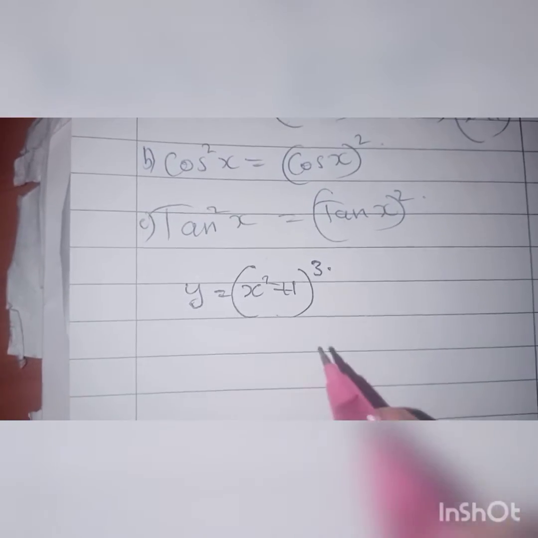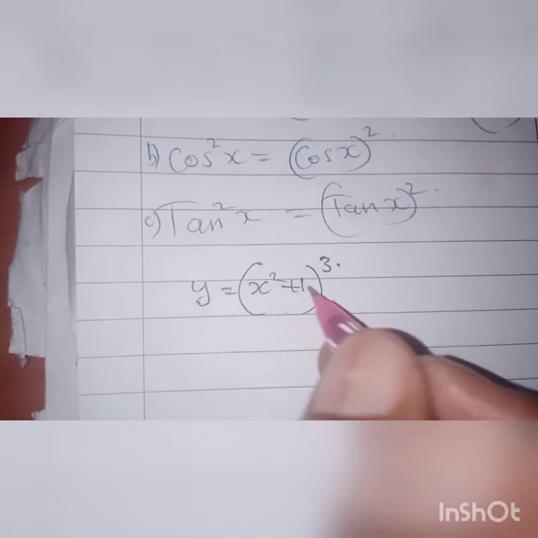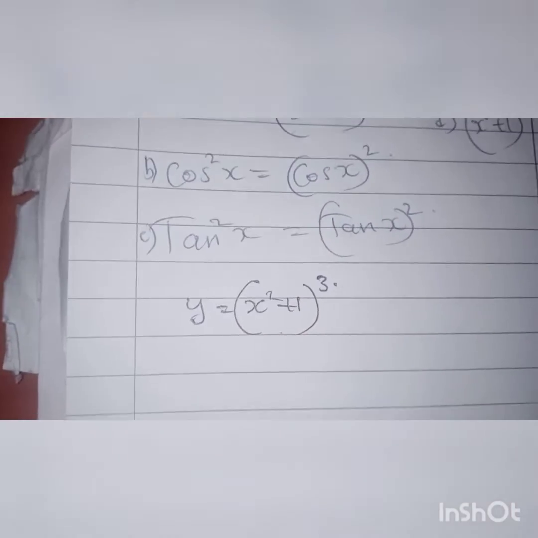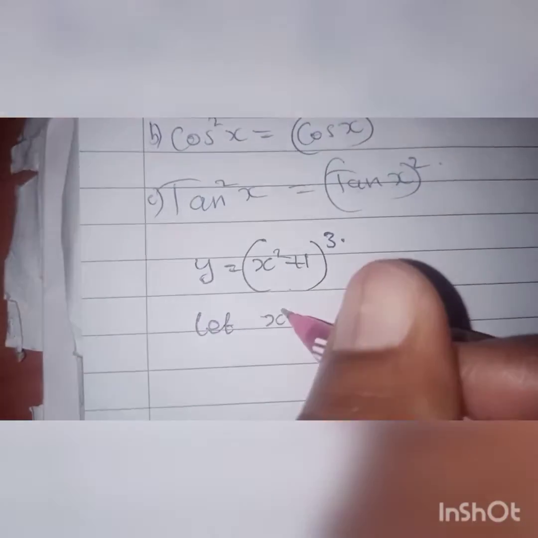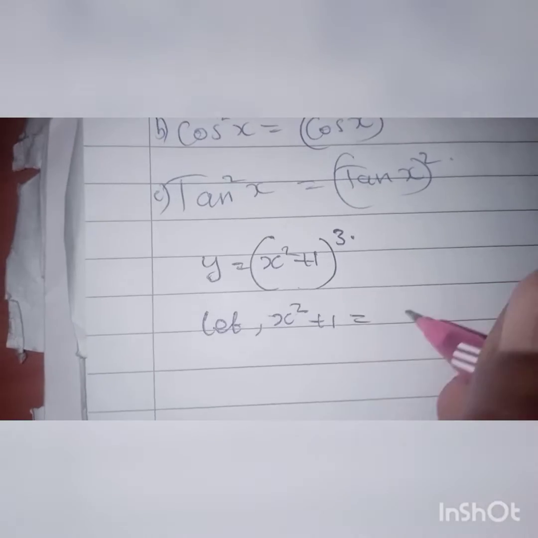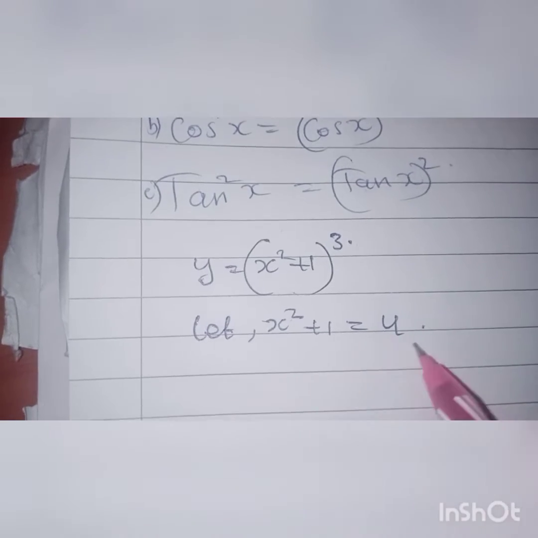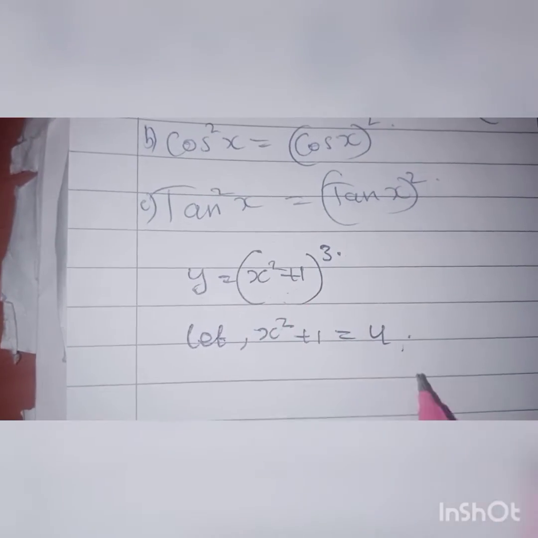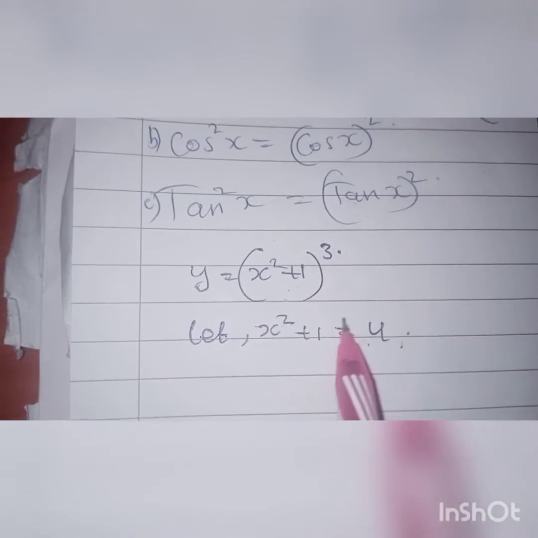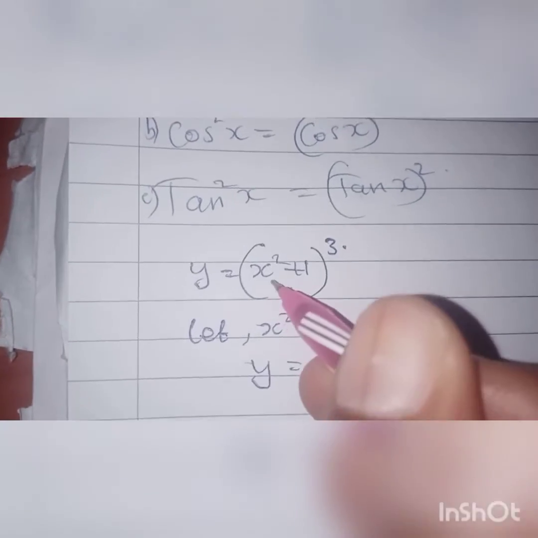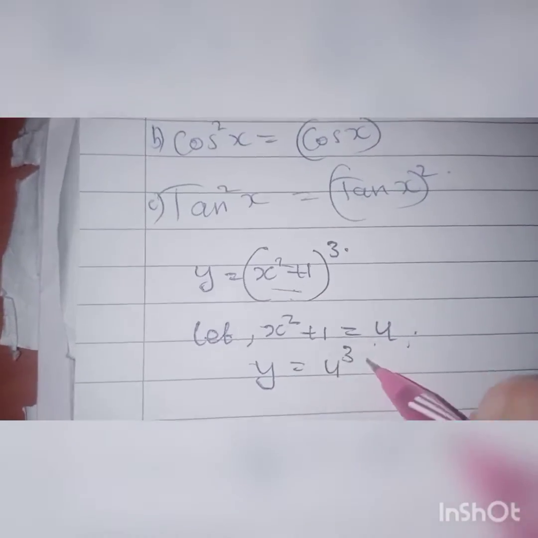With the chain rule technique, you let the inner function, the one that is raised to a power, be substituted with a variable. So you let the inner function, which is x squared plus 1, be u. Just substitute the inner function with a variable like u. Therefore, our new function is y equals u raised to power 3.